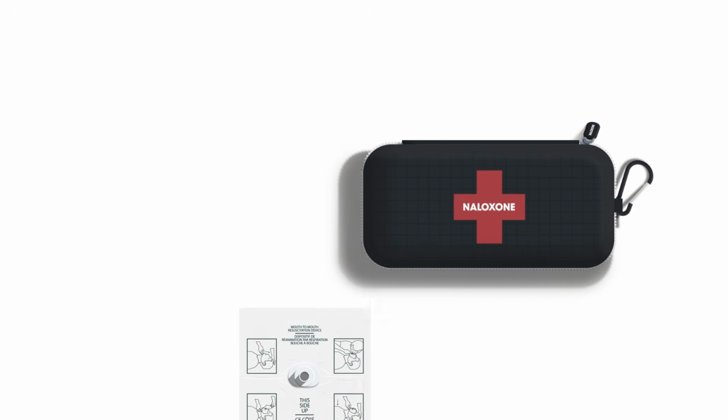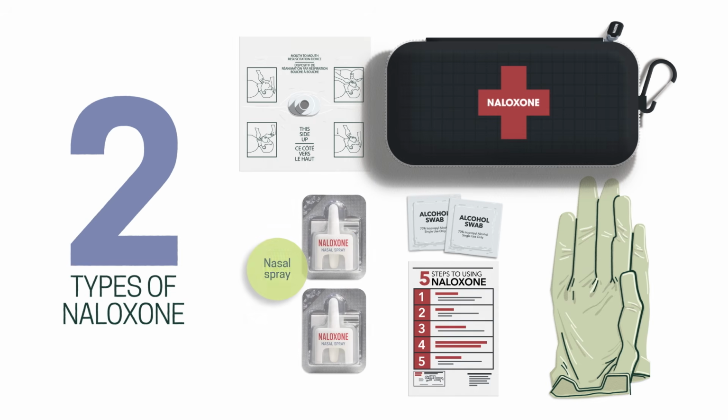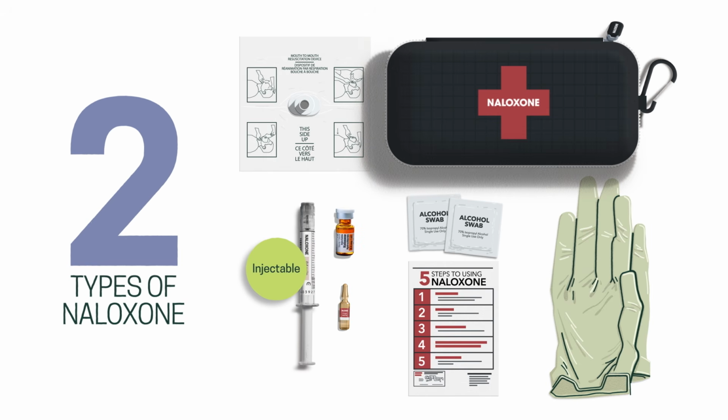In Canada, there are two ways to administer naloxone: nasal spray and injectable. A naloxone kit and the contents are displayed, including a mouth-to-mouth resuscitation device, disposable gloves, alcohol wipes, nasal and injectable naloxone, a syringe, and an instruction sheet.